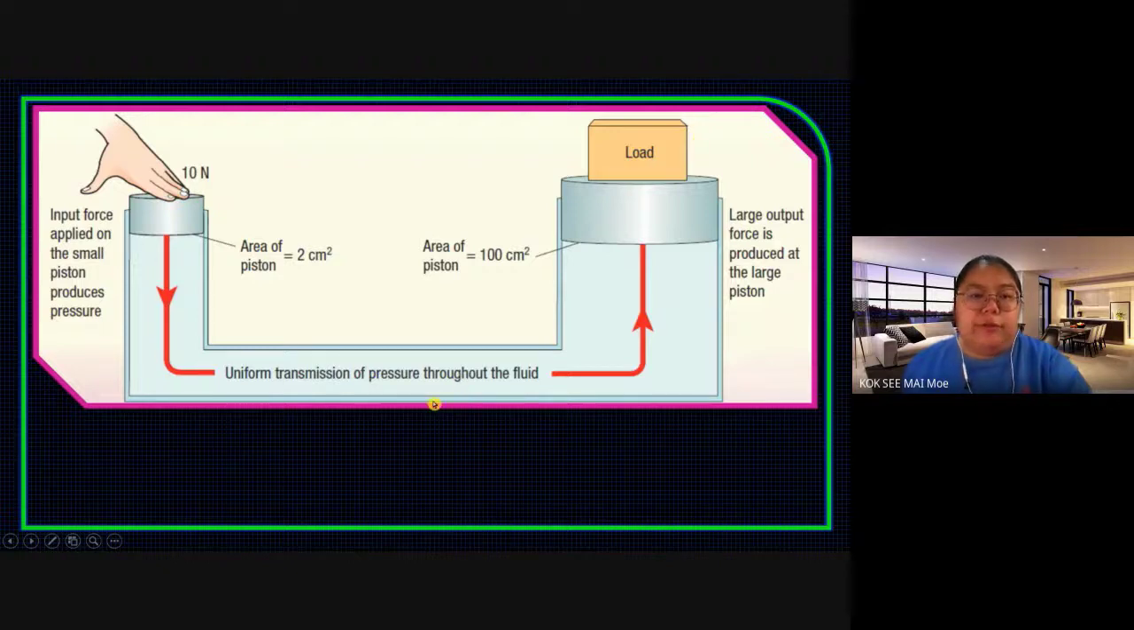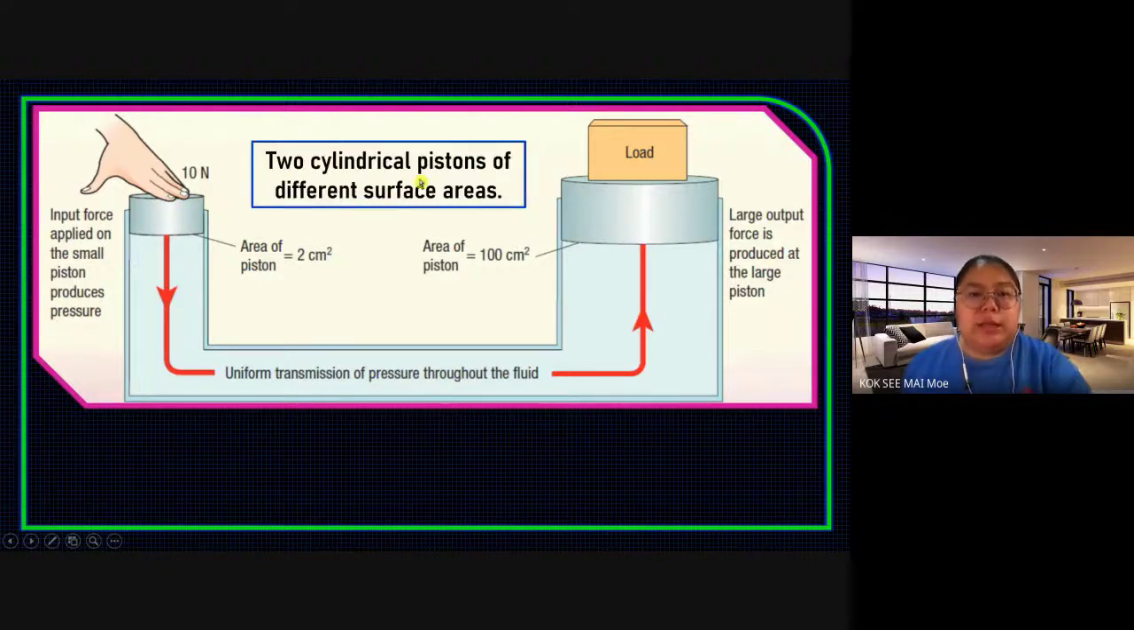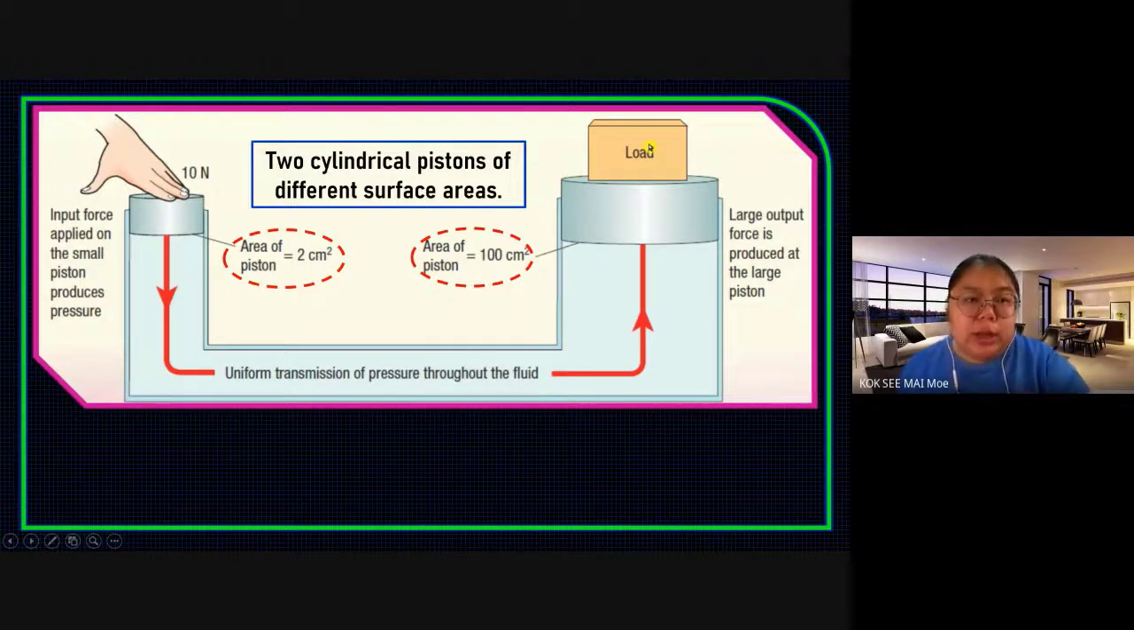So from here, the two-cylinder pistons surely have different surface areas. One is 2, one is 100. This is important because later we need to calculate how much this load is. I am using only 10 Newton, then I lift, and the load can go up. I want to know how much weight this load actually is. So finally I can lift the load.